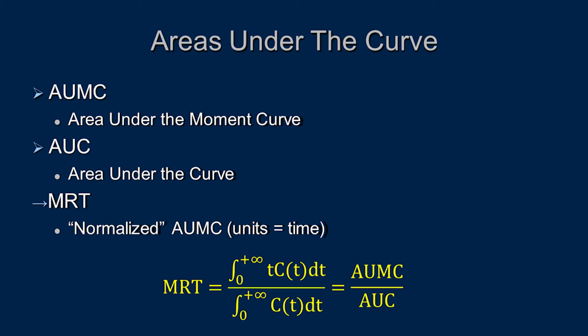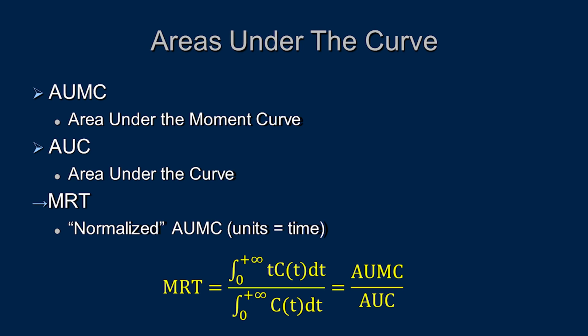One is the relatively straightforward area that is delimited by the trapezoidal interpolation of the concentration curve. The other one is something a bit more esoteric, which is the area under the moment curve, which is the area under the concentration times time. And that's used actually to calculate another non-compartmental parameter, which is quite useful, which is the mean residence time, MRT.